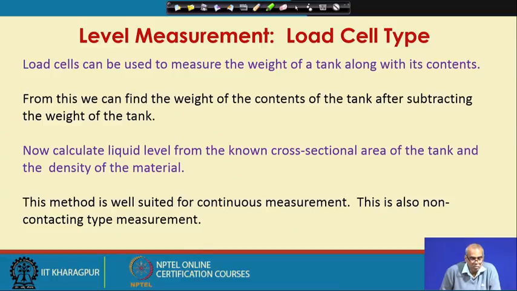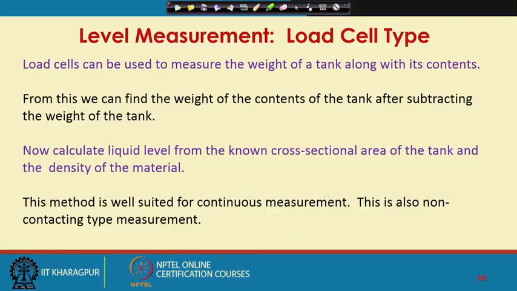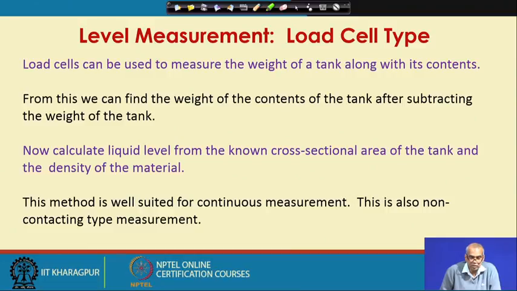So, if I know the cross sectional area of the tank, I can find out the volume of the tank. So, I will be able to find out the depth of the liquid that will correspond to the weight of the liquid contained in the tank that we have found out by subtracting the weight of the tank from the load cell measurement. This method is well suited for continuous measurement. This is also non-contacting type measurement.